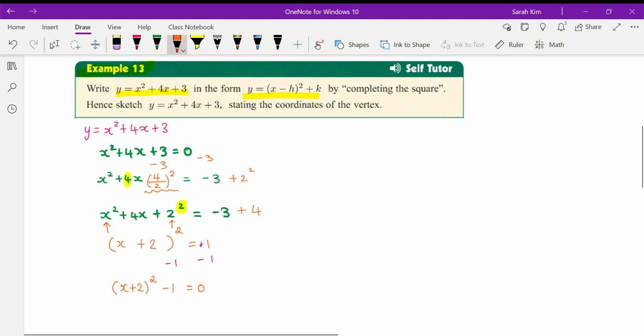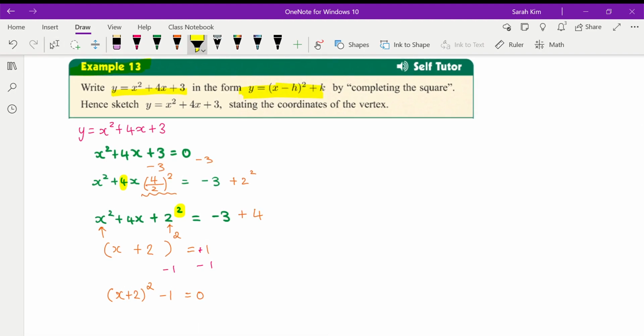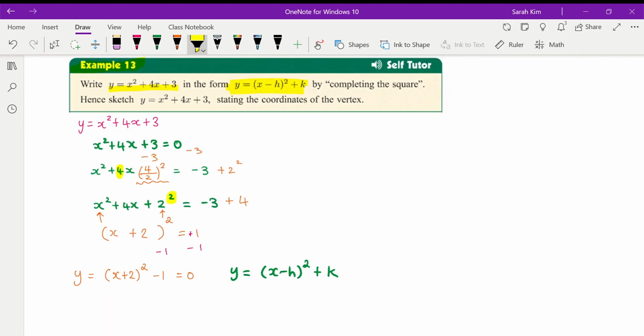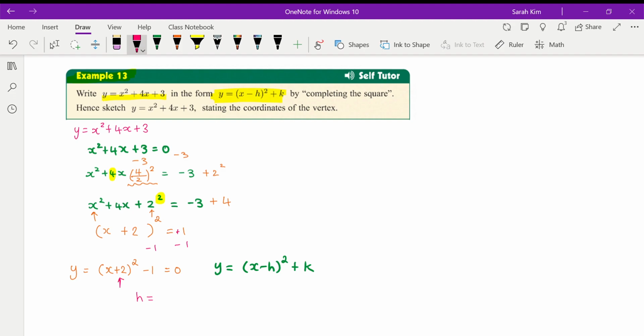So now, hopefully, you notice that it's looking like this form. I'll write a little y equals next to it. I'll copy this form down, so we can compare them side by side. So here we go. It's pretty much done. What's my h value? Let's write it down. H is not 2, because it's always the opposite sign of the positive 2. It's a minus 2. So be careful. What's my k value in this case? Negative 1.